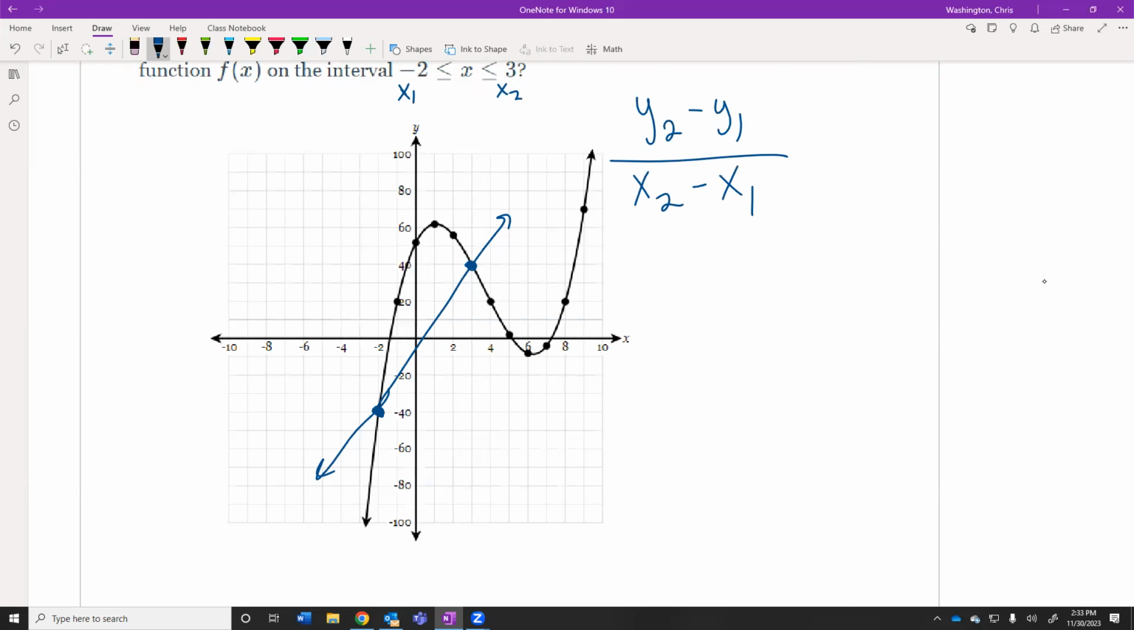All right, what is our y2 and y1 value? Well, we can look at the graph and figure that out. If x1 is equal to -2, we're looking at this point down here.